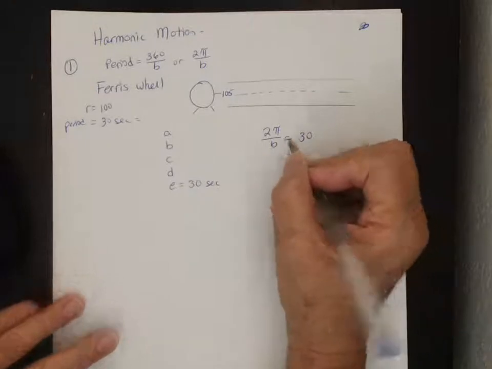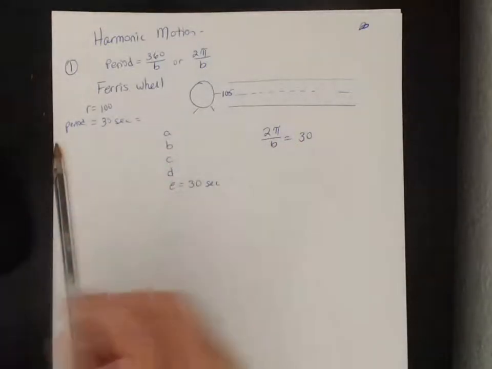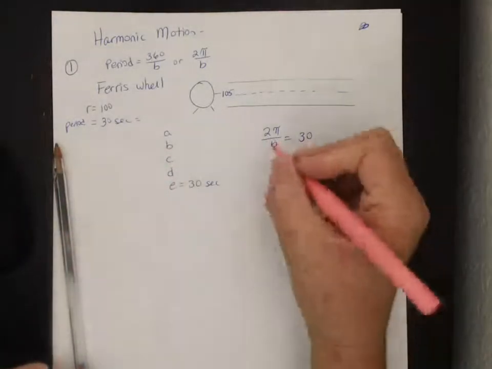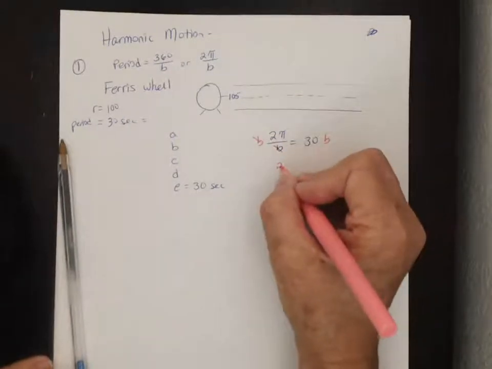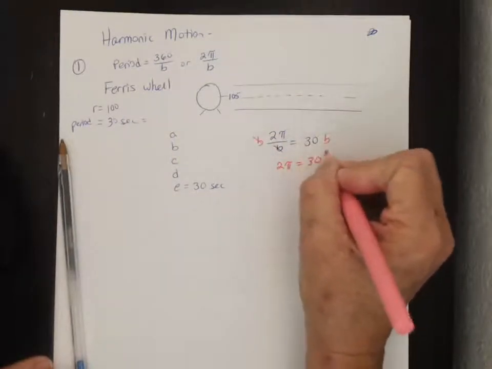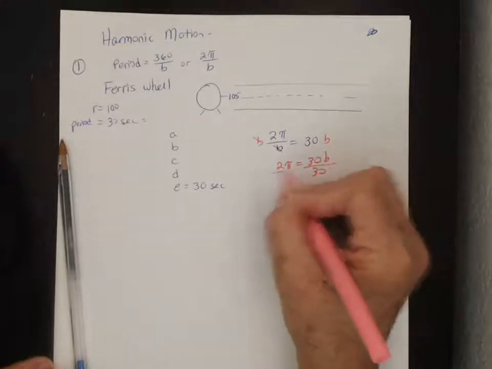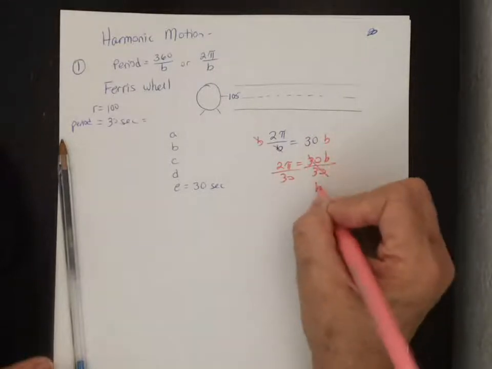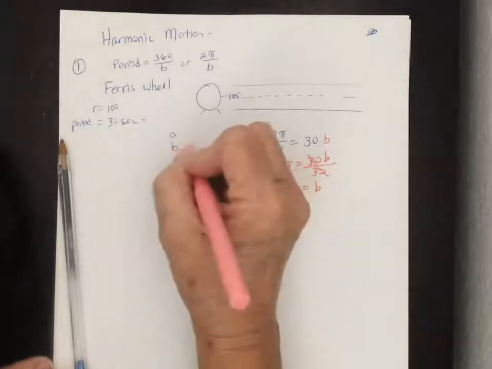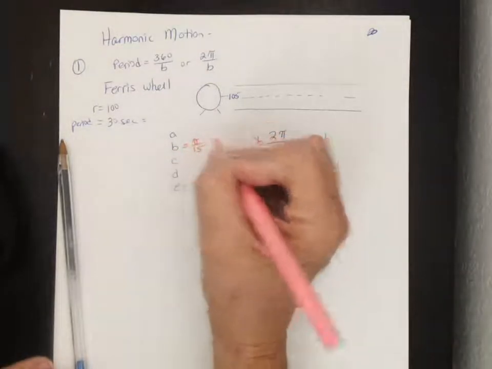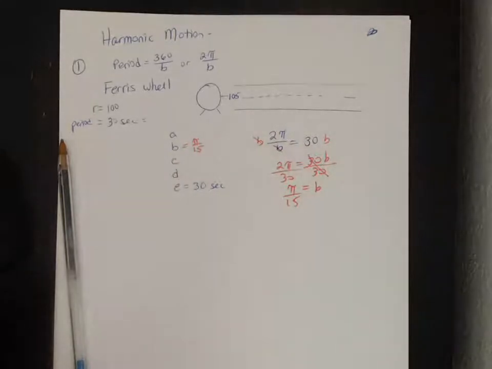So do a little bit of algebra here. Multiply both sides by B. The B's cancel. We have 2 pi equals 30B. Divide by 30. We get B equals pi over 15 after reducing that. So that's my period constant. That's excellent. We've got that.